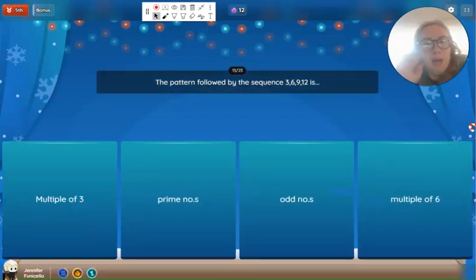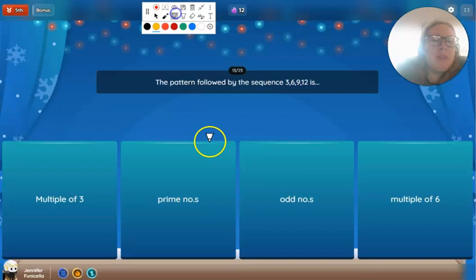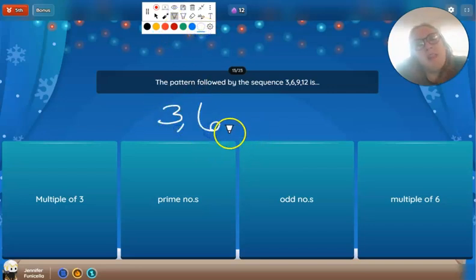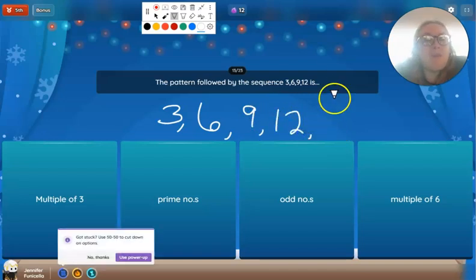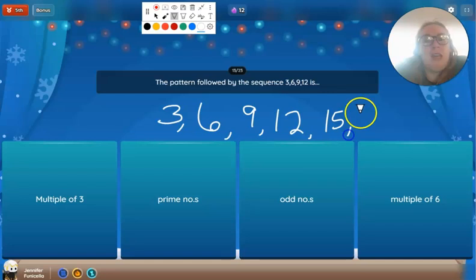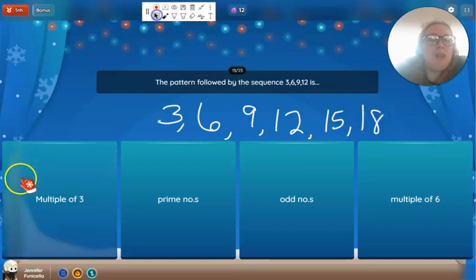The pattern followed by the sequence is what? So we went 3, 6, 9, 12. The pattern followed by this sequence, we're looking at multiples of 3. We're just counting by 3s here, right? 3, 6, 9, 12. Then we would go 15, 18, counting up by 3s.